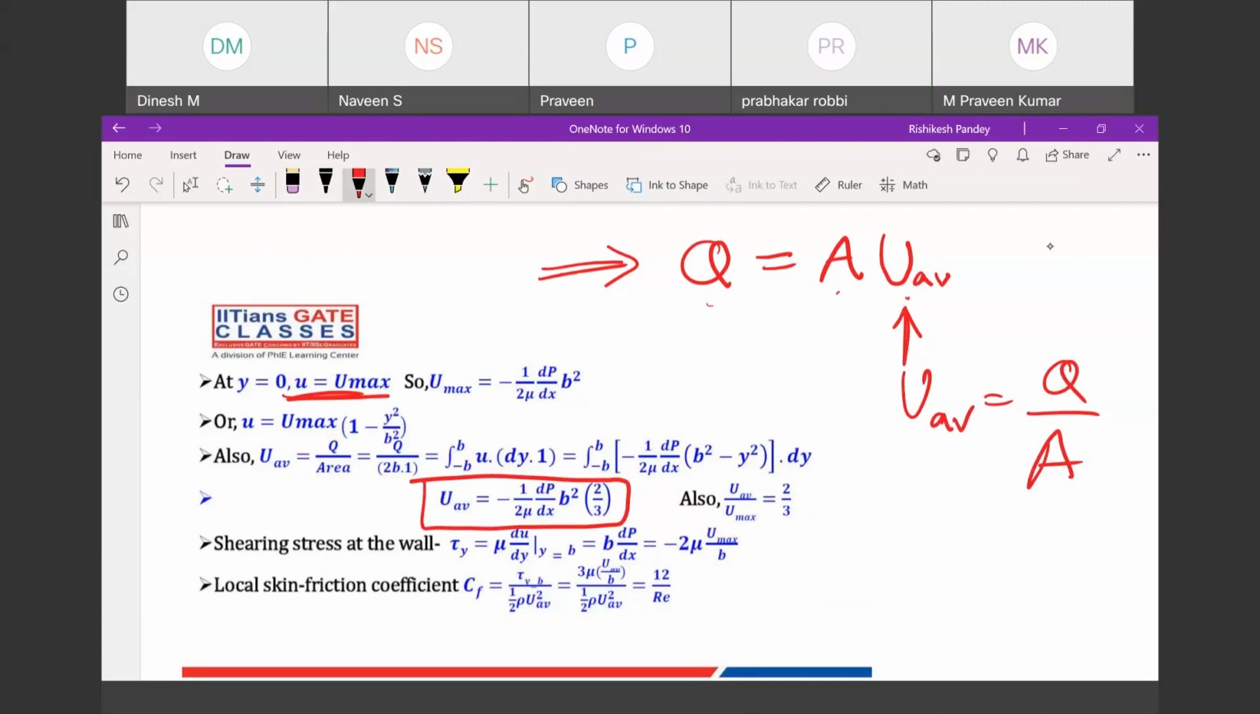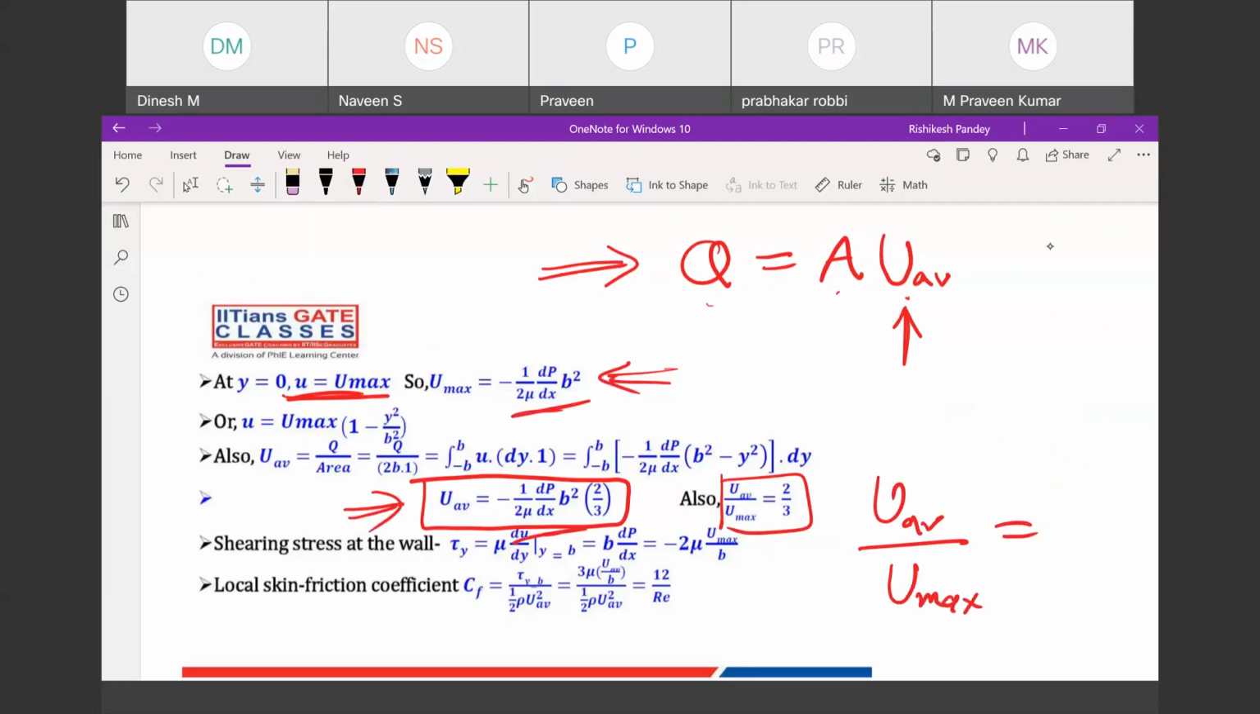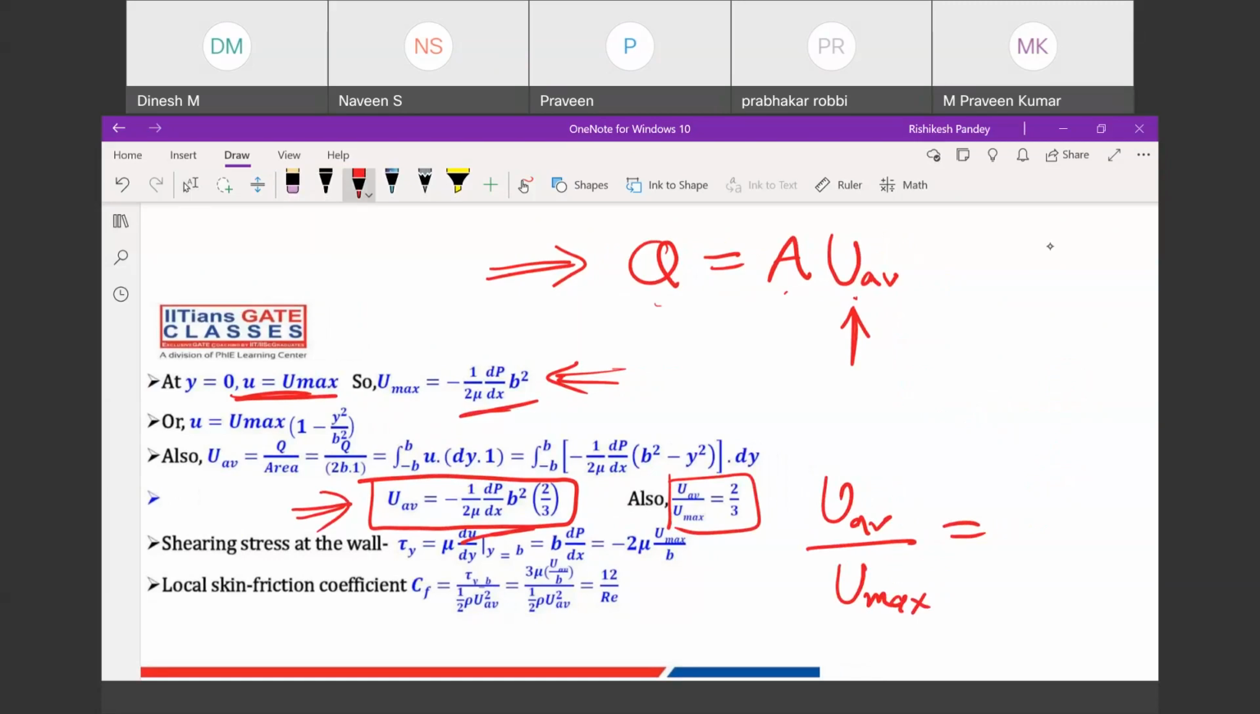Again, you don't have to remember this. What you will have to remember is this: when you take the ratio of average velocity and maximum velocity, you get 2 by 3. Obviously average velocity will be lesser than maximum velocity, and you may get confused in the examination whether it was 2 by 3 or 3 by 2. So remember, average will be lesser than maximum. This is maximum, so it will always be higher than average. So the ratio average by maximum is 2 by 3.